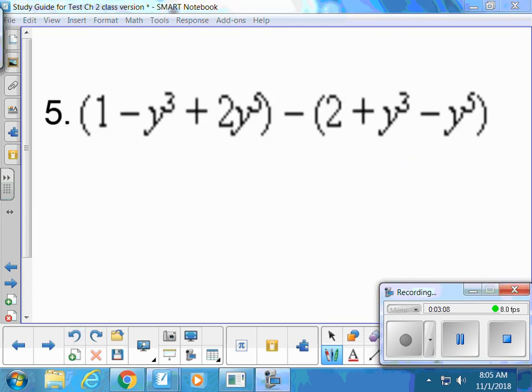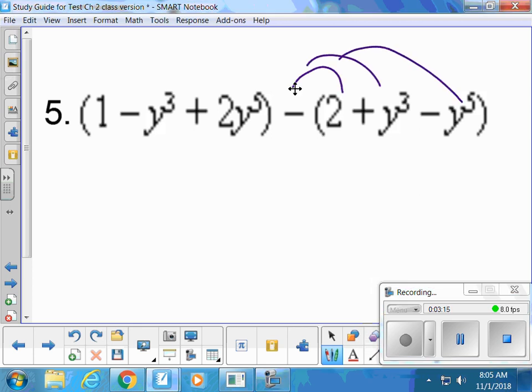I foiled. All right, hey, this is not a foiling problem because we have this minus in between. So what we're going to do is distribute the negative to everybody. It'll be a -2. It'll be a -y cubed. And it'll become a positive y to the 5th. Now, nothing in the first group changes.